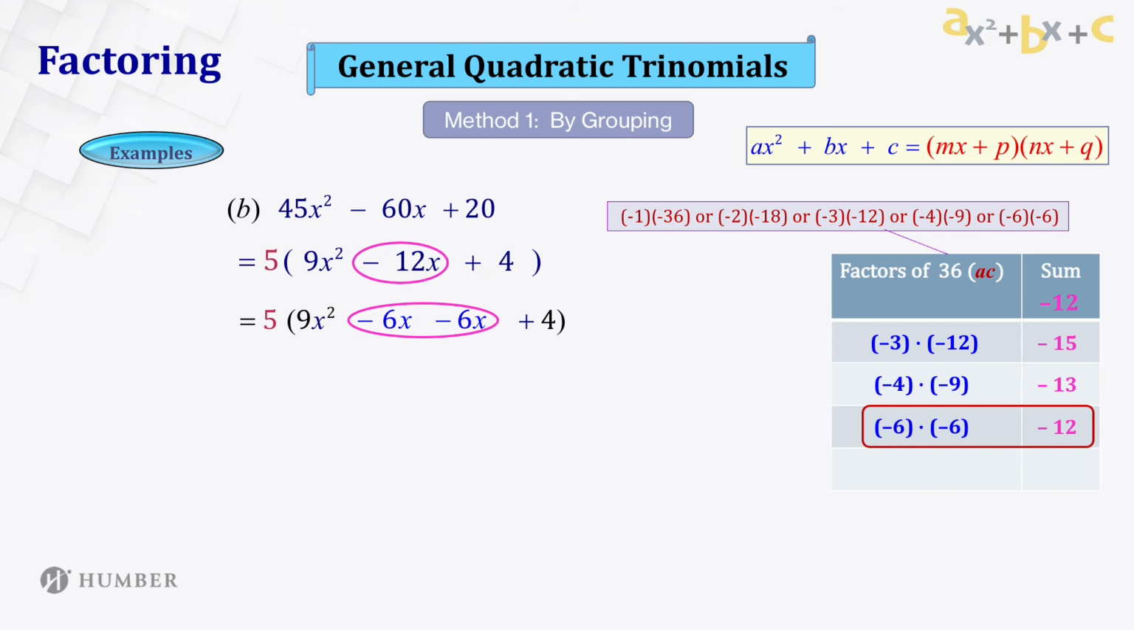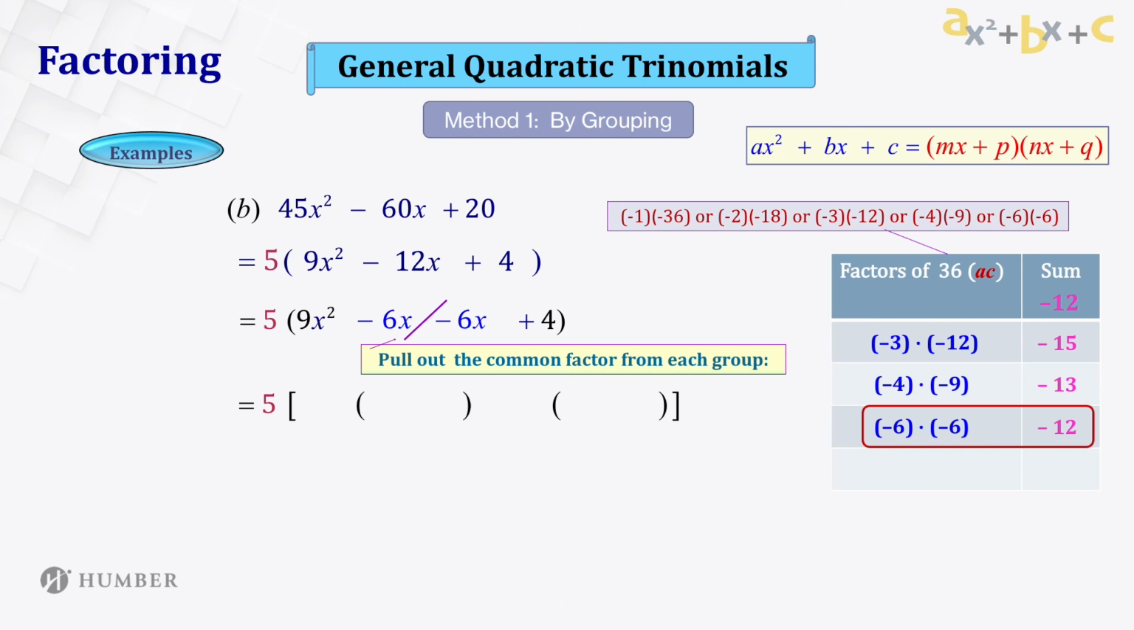Then divide the entire expression into two groups and pull out a common factor from each group. Do not forget to keep the common factor 5 in front. For the first group, we can see 3x as a common factor. Take 3x from each term. We are left with 3x minus 2 inside the bracket.